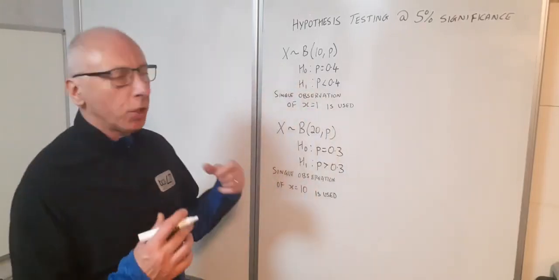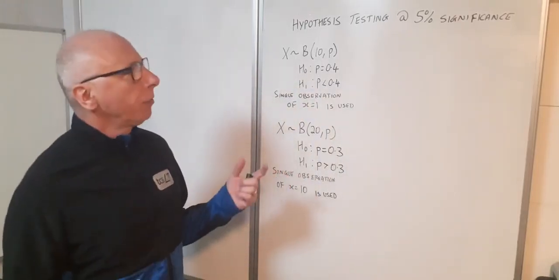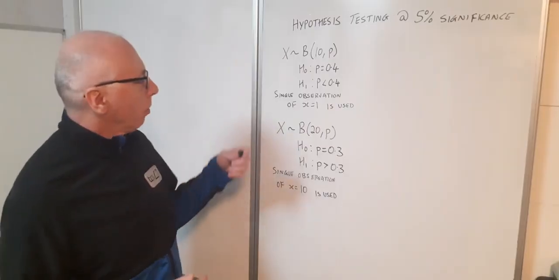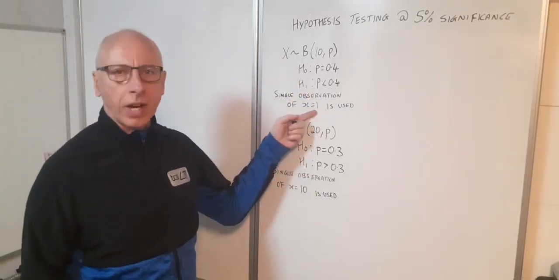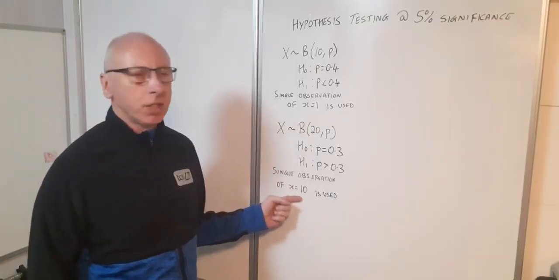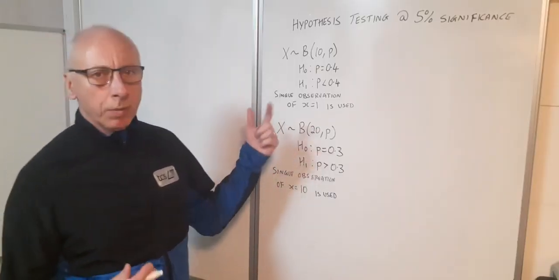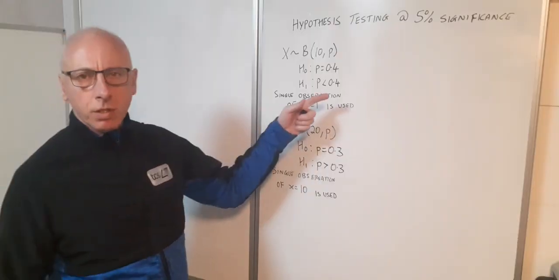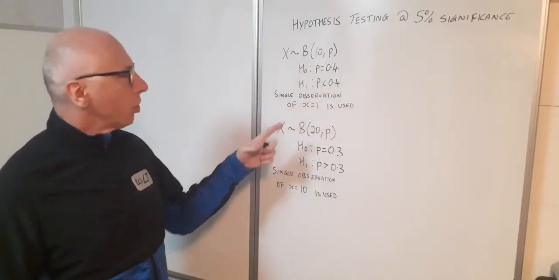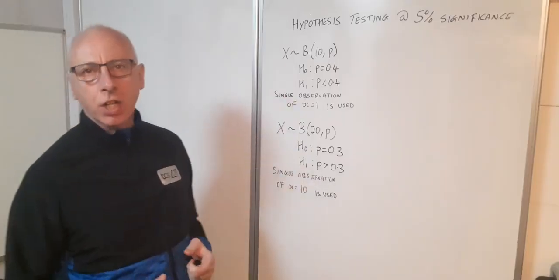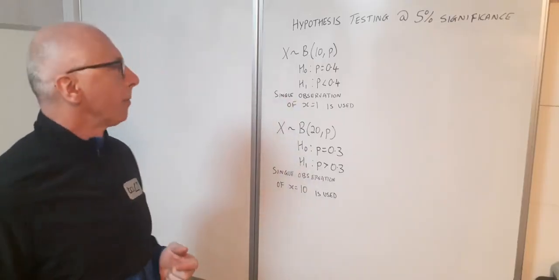So in this question here, we're going to do some hypothesis testing to a 5% significance level with these two distributions with a suitable observation taken into consideration. So what I'm going to do is a sketch of the graph of each distribution and show you what's happening and where the rejection region is probably going to be.